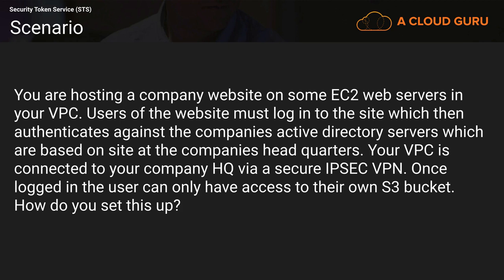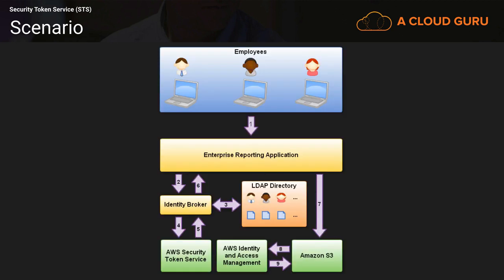So let's do a scenario. You're hosting a company website on some EC2 web servers in your VPC, and users of the website must log into the site, which then authenticates against the company's Active Directory servers, which are based on site at the company's headquarters. Your VPC is connected to your company HQ via a secure IPsec VPN. Once logged in, the user can only have access to their own S3 bucket. How would you go about setting this up?